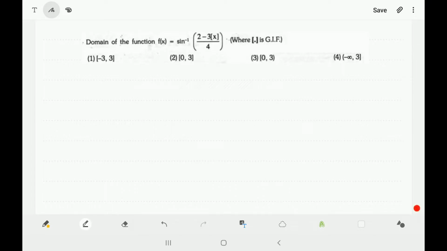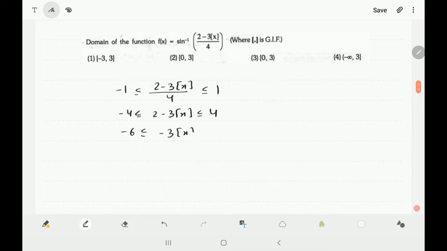In this problem, we have to find the domain of the function sine inverse of 2 minus 3 greatest integer x by 4. So we can write that 2 minus 3 greatest integer x by 4 should lie between minus 1 to 1, because sine inverse x is defined only if x is from minus 1 to 1. So the inside term of sine inverse should lie from minus 1 to 1. Now 4 is a positive term, so you can multiply with 4 on both sides. So the inequality won't change. Now you can subtract 2 also. So minus 6 is less than or equal to minus 3 greatest integer x is less than or equal to 2. Is this okay? I have subtracted 2 from both sides.